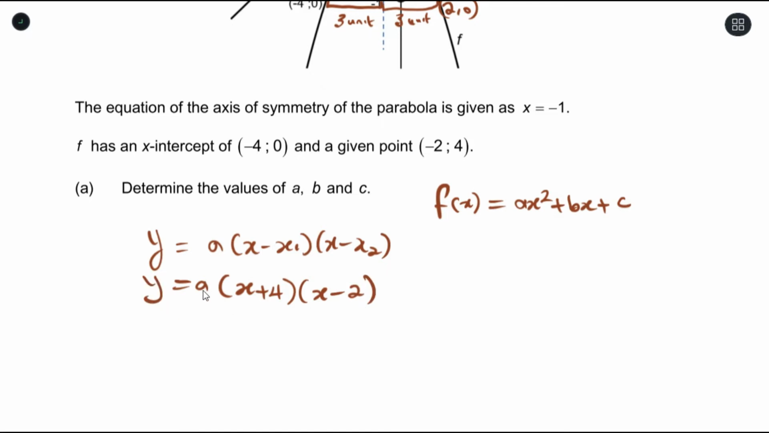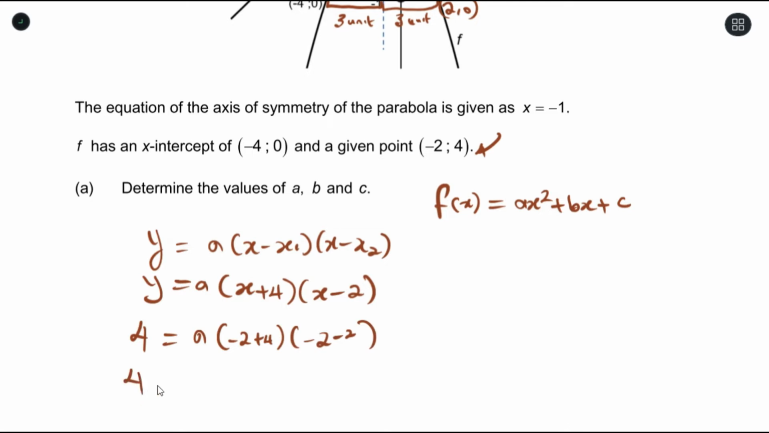Okay. Now, to get our value for a, we need to substitute another point. Another point that is on our parabola, and we're given this one here, -2 and 4. So let's put that in. This here is 4 is equals to a(-2 plus 4)(-2 minus 2).